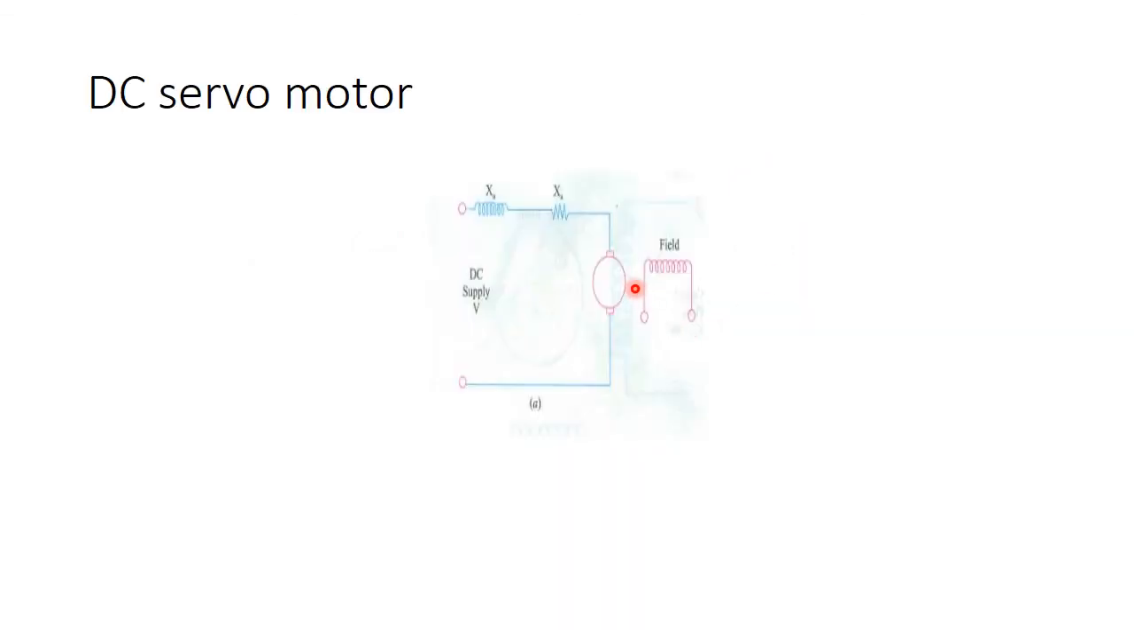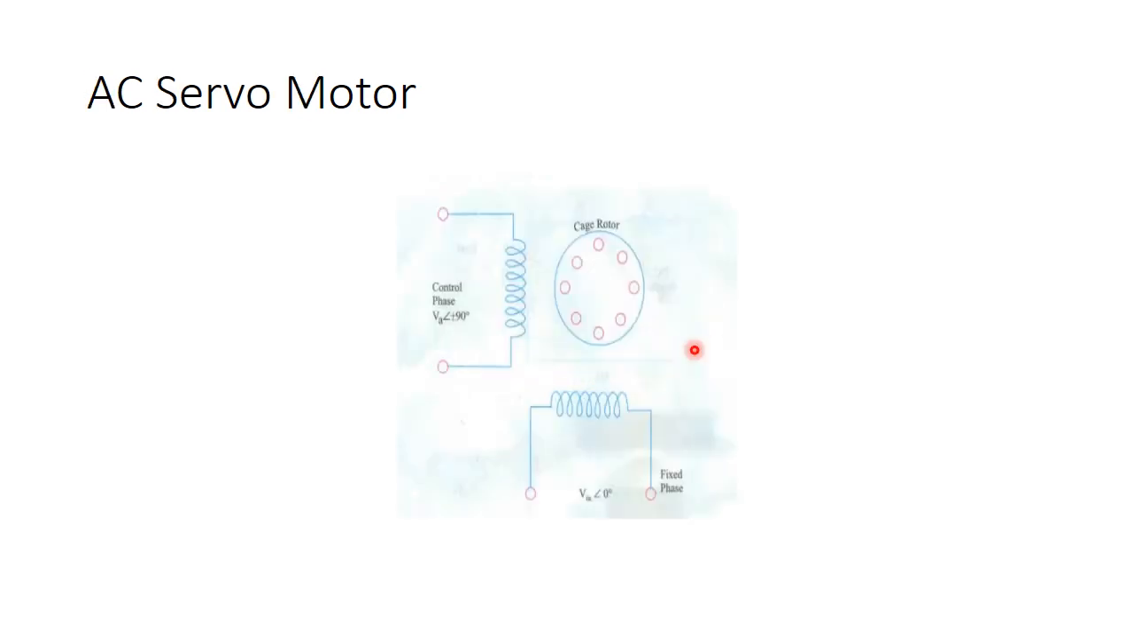So in the servo motor, we have AC and DC. So DC servo motor is similar to that of your DC motor, where you will have an armature and field winding. So the operation is going to be similar to that of DC motor. And AC servo motor, we have 2 windings here, fixed winding and control phase winding. So based on the phase angle between these 2 windings, the rotor gets moved here. So that's all about special machines.